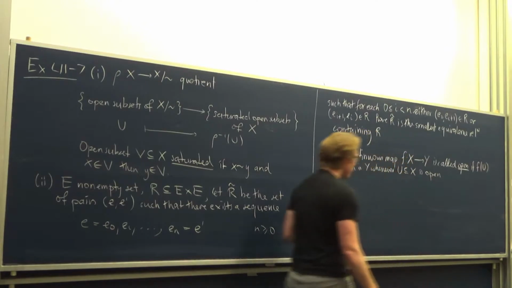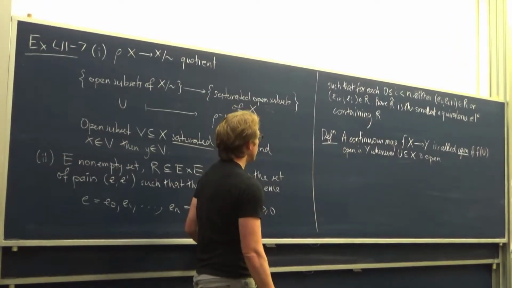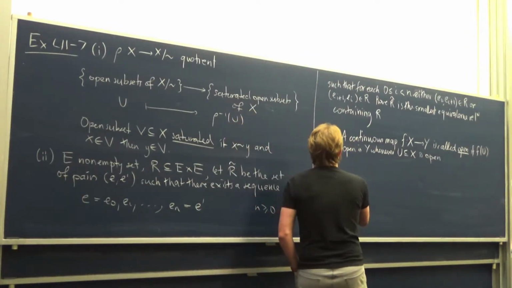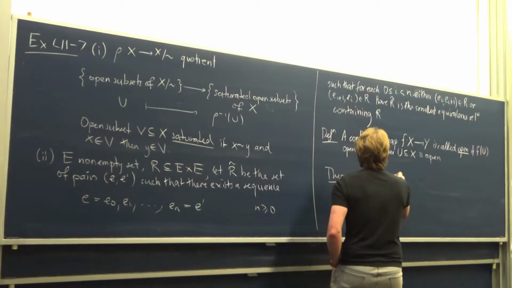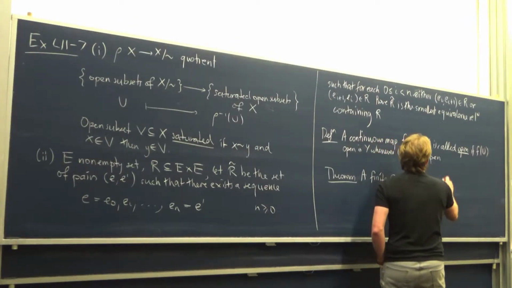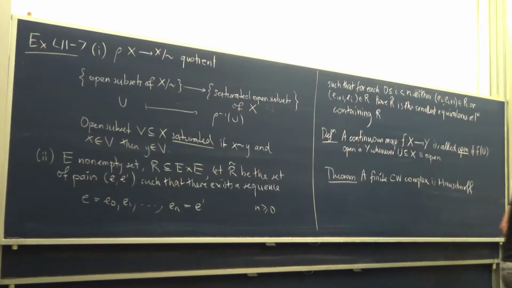Well, for example, the homeomorphism is open, but there are other examples of open continuous maps that come up. All right, so theorem. A finite CW complex is Hausdorff. Okay, so remember what Hausdorff meant.